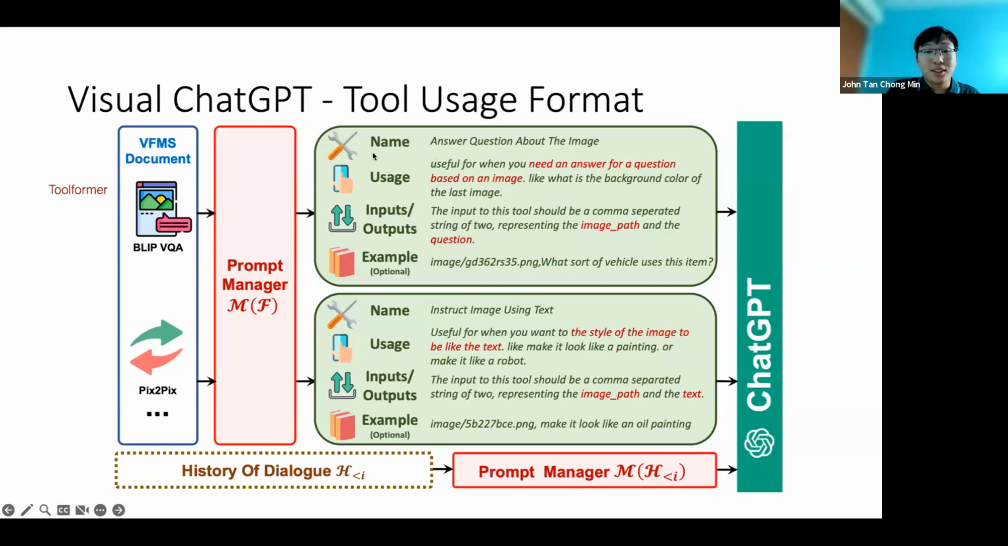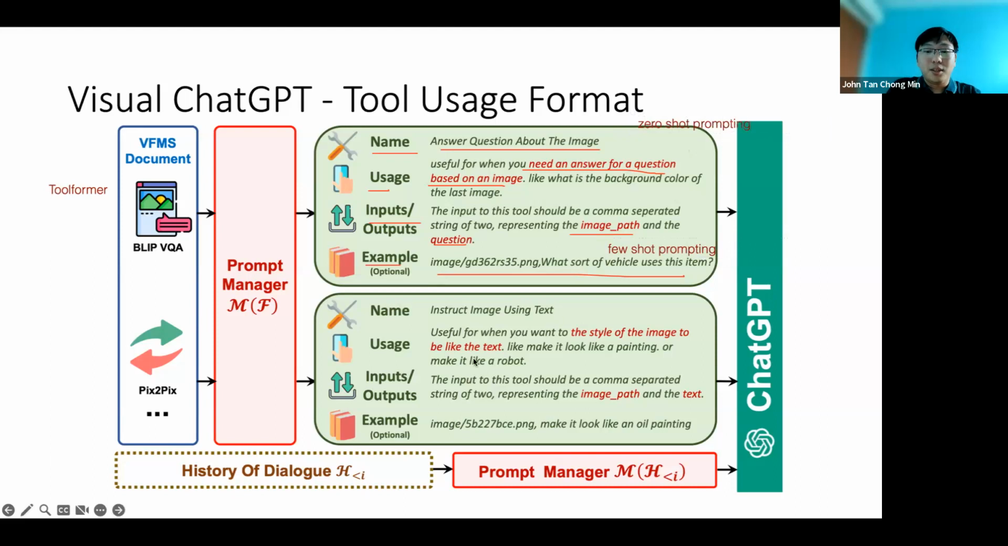What you need to do is just give it a name for the tool, basically the description of the tool, and the usage: when do you need to use this? For example, when you need an answer to a question based on an image. So this is an image QA tool. The input format is that you need one image path and a question, and an example. This example is if you want to do few-shot prompting. If you don't need this example, you can do zero-shot prompting by just doing this.